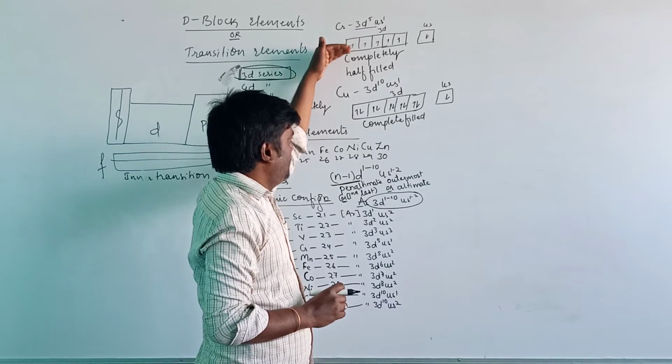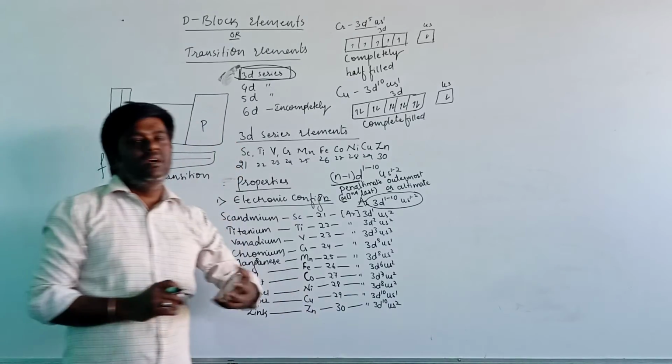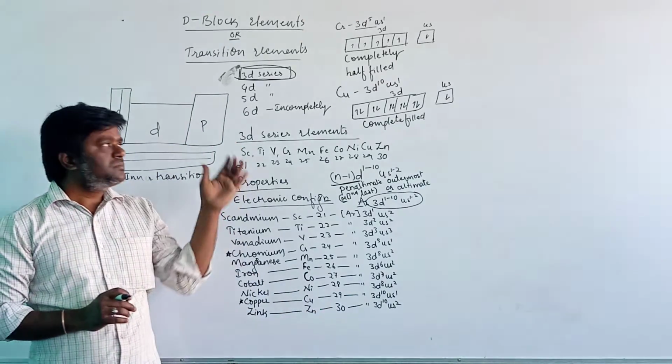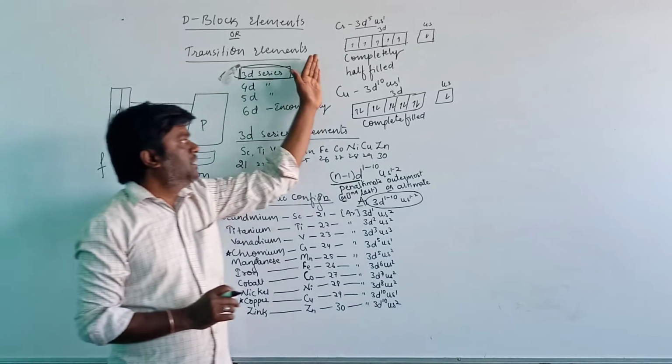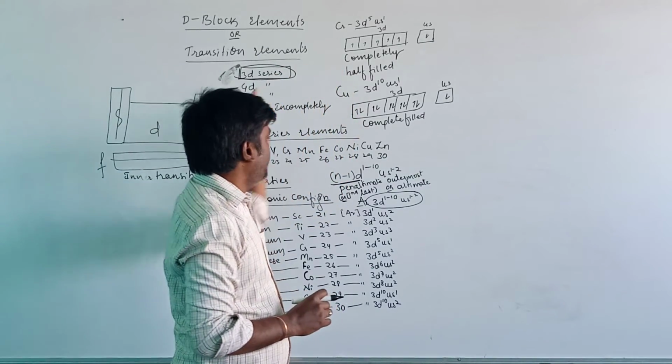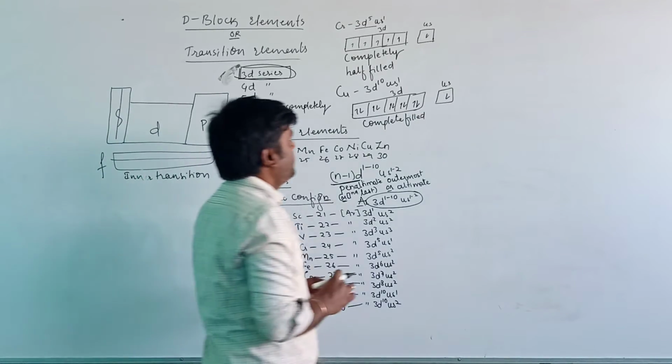Completely half-filled and completely filled orbitals get extra stability. Therefore, the electrons cannot be removed easily from these orbitals, and it requires a high amount of energy. Therefore, these two cases are the exceptions in the electronic configuration. This is about the electronic configuration.